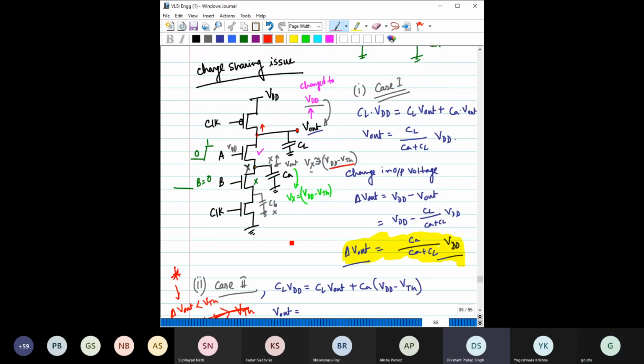Very good. Then similarly, can you comment here: what will be the relation between delta V out and VTH?